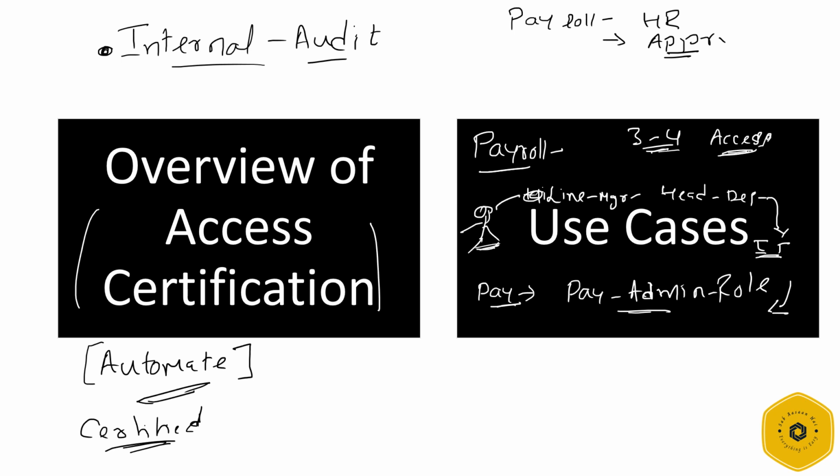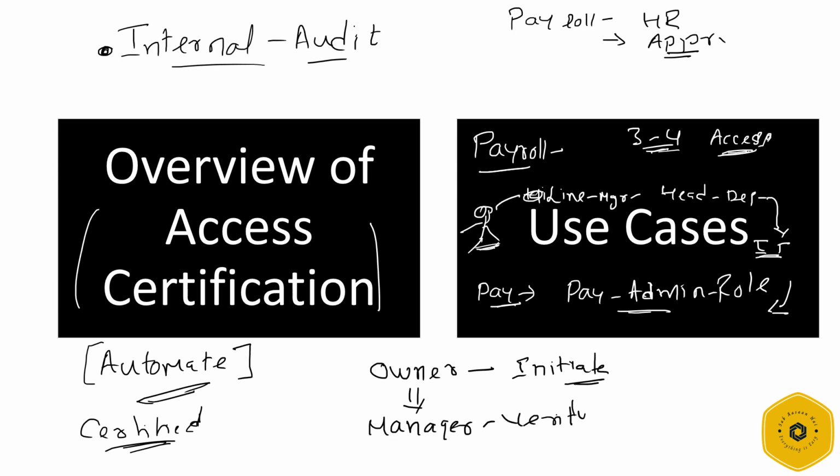How can we do it? In the system, we will have an owner who will initiate the certification. The owner will then go to the manager to verify it. The manager verifies that, okay, this certification is genuine and should be given.